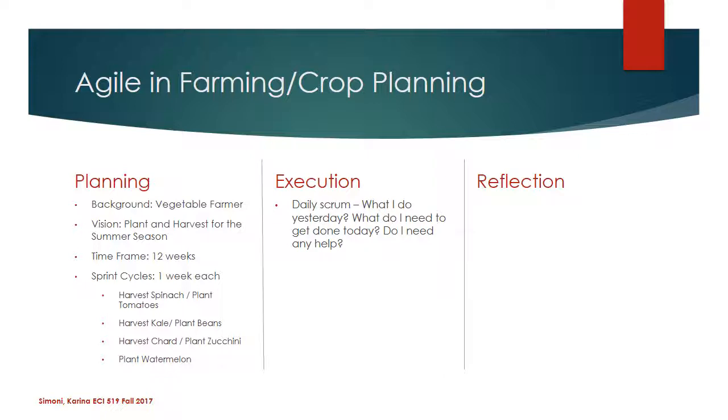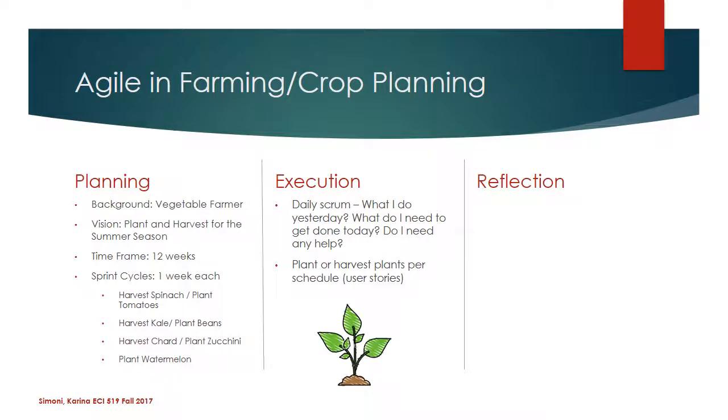When we're executing our sprints, we're going to have a daily scrum. We're going to spend 15 minutes just sitting down and talking to ourselves. What did we do yesterday? Did I get all of the spinach harvested? What do I need to get done today? Do I need to spend time finishing harvesting the spinach? Or can I go ahead and plant the tomatoes? Did I get all of the tomatoes planted? Different things like that. Do I need any help? Should I ask my kids or should I hire someone? Am I not getting everything done that I need to get done?